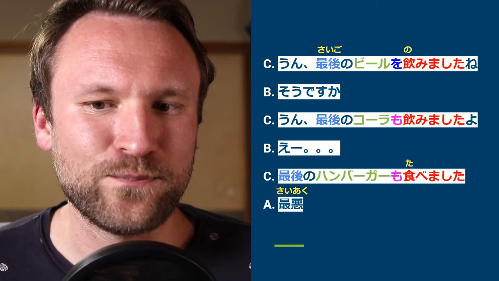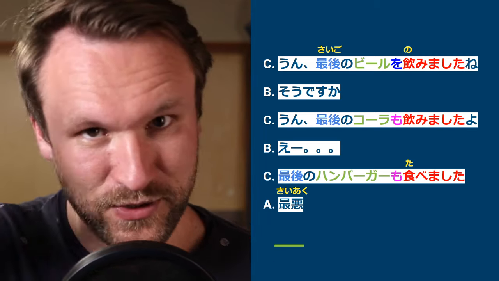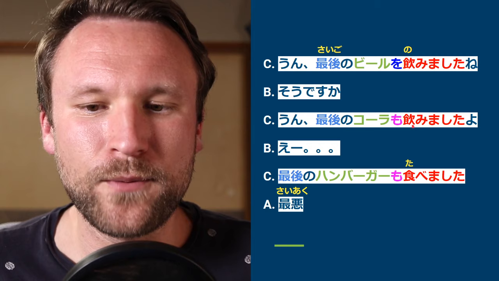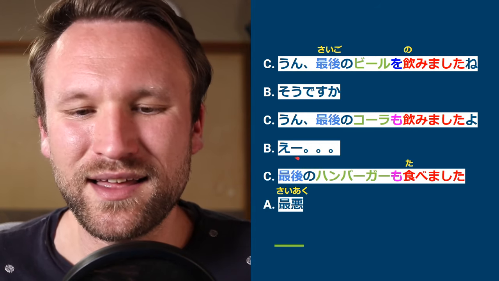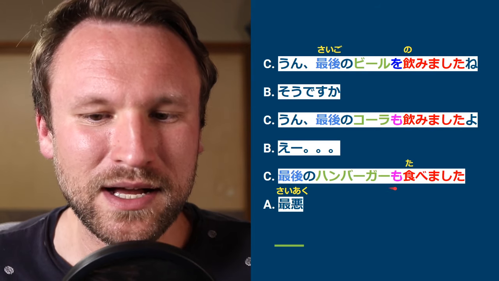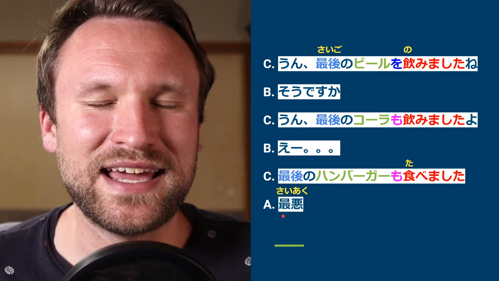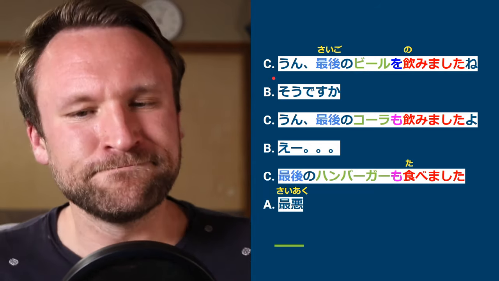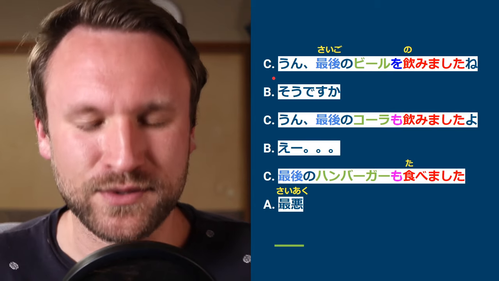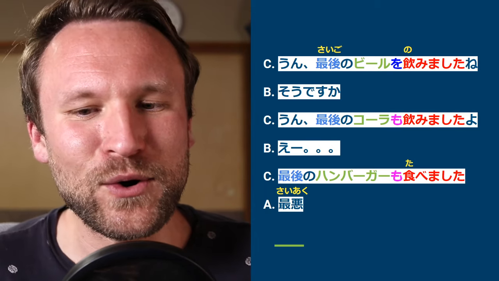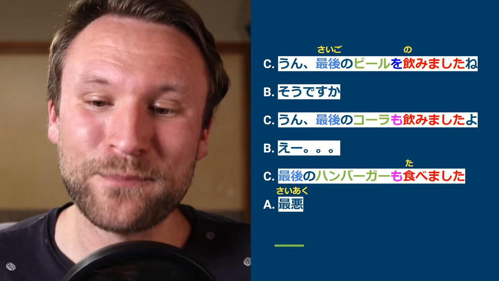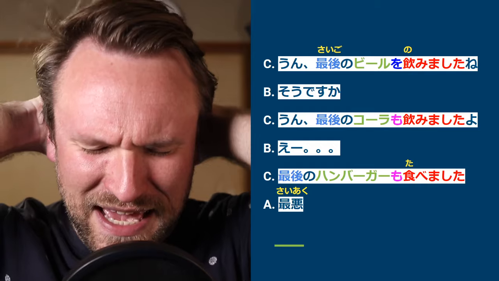最後のビールを飲みましたね。So this is a continuing story, remember. The story started up there. そうですか。最後のコーラも飲みましたよ。最後のハンバーガーも食べました。最悪。A jumped in at the end and said, 最悪. So let's go through that at a normal speed. 最後のビールを飲みましたね。そうですか。最後のコーラも飲みましたよ。最後のハンバーガーも食べました。最悪。That's how that would go.